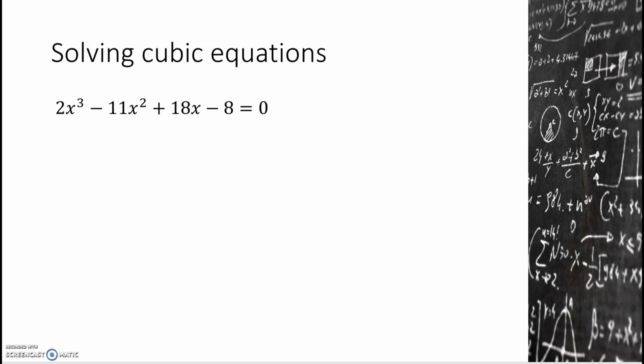But it's a lot easier if we could find a factor that makes it equal to 0 and then deal with the rest. So what we need to do is we need to try, say, x equals 1. If we put that in there, we get 2 minus 11 plus 18 minus 8. That's not 1. Sorry, that is 1. It doesn't equal 0. So x minus 1 is not a factor.